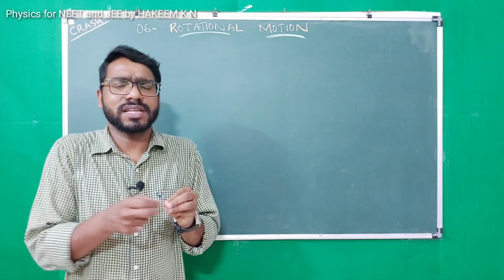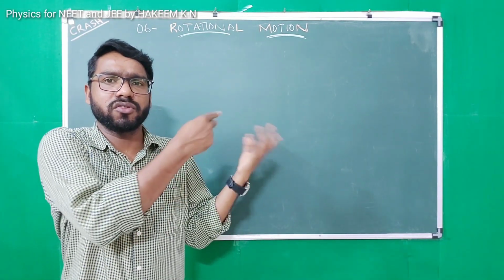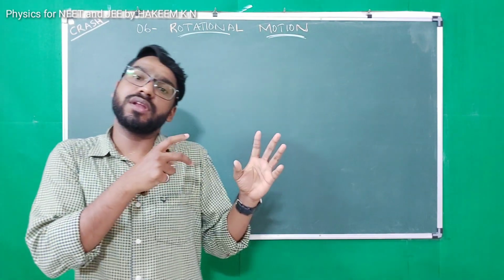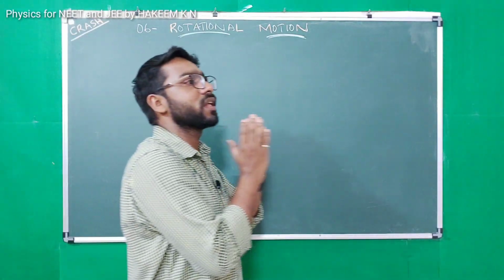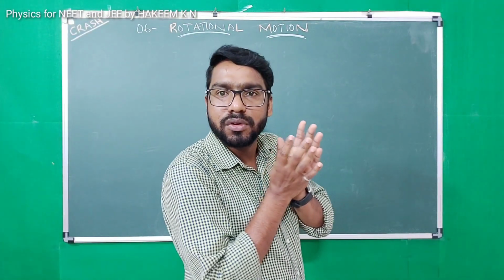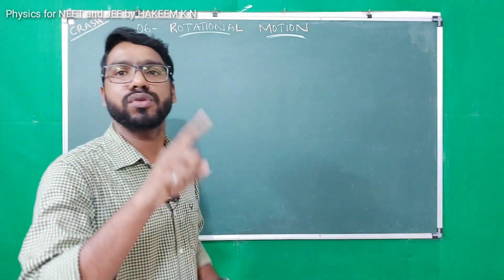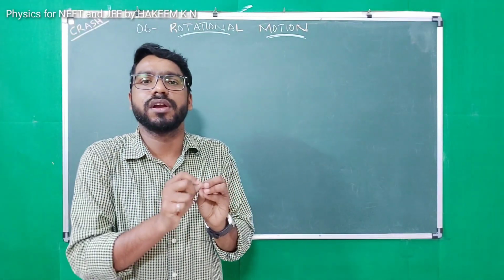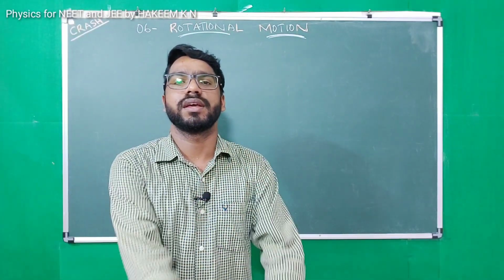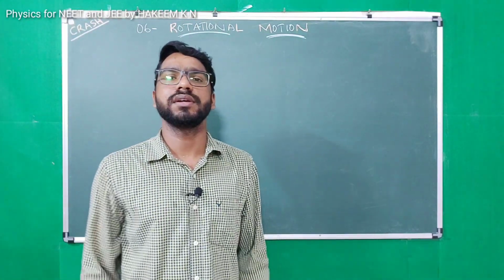Why such a statement? If it was initially at rest, it will remain stationary. That means if the body was initially moving with a velocity and the net force is 0, the body will continue to move with the same velocity according to Newton's first law of motion. Every body continues in a state of rest or uniform motion unless compelled by an external unbalanced force.